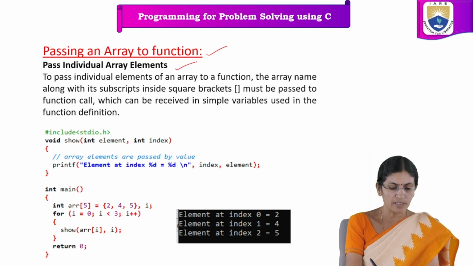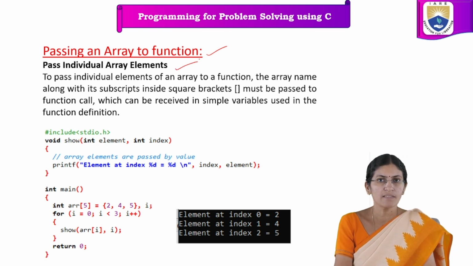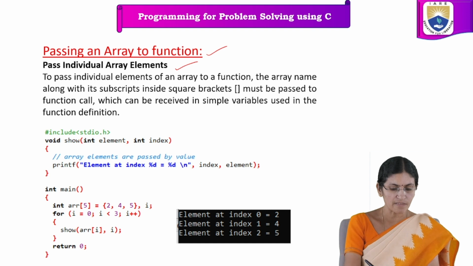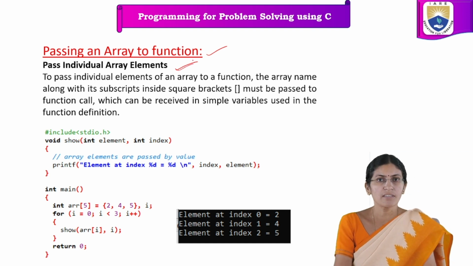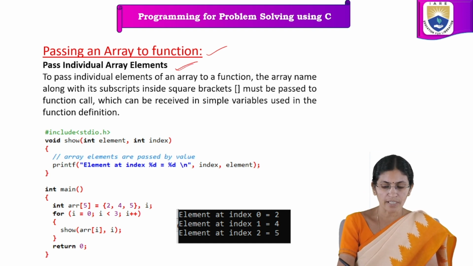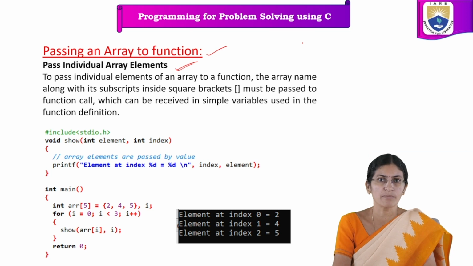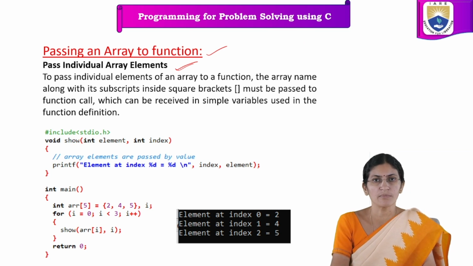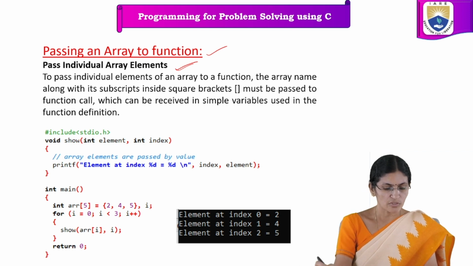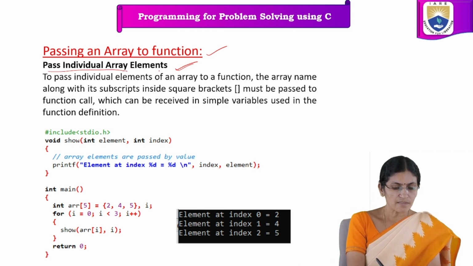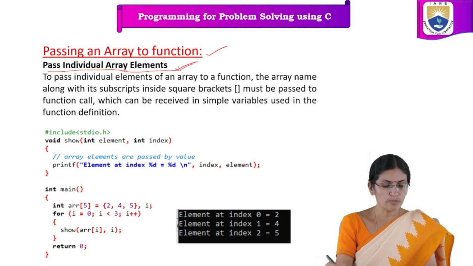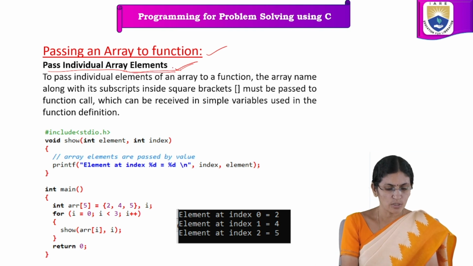So the first one we'll discuss is passing individual array elements. How do we pass individual array elements, just the way we pass variables? There are two ways in which we can pass values to a function: the first is pass by value, and the second is pass by reference. Let us see an example of how to pass individual array elements to a function.